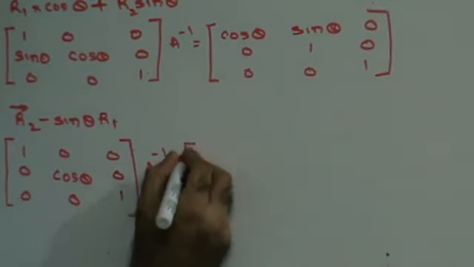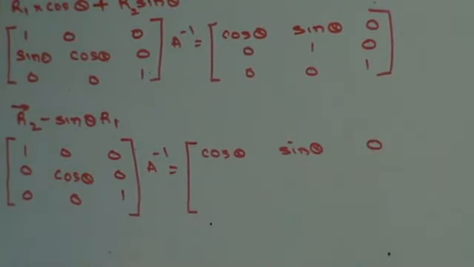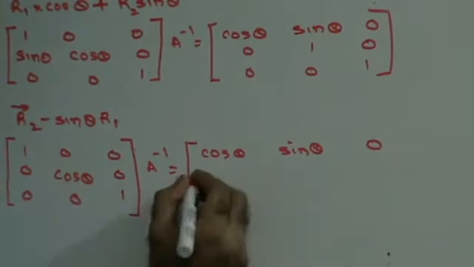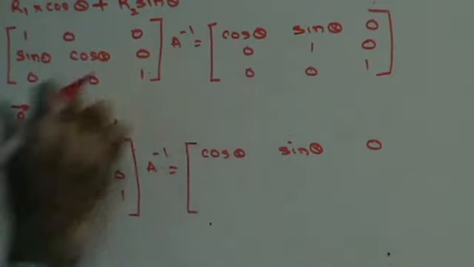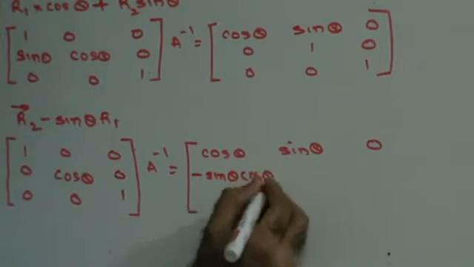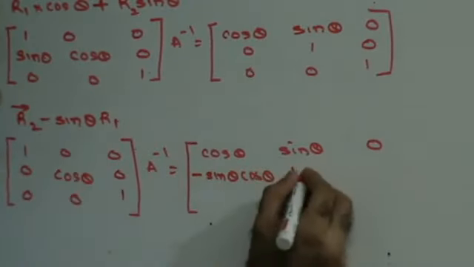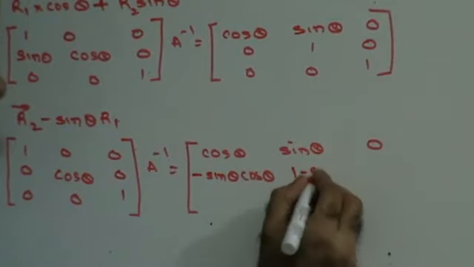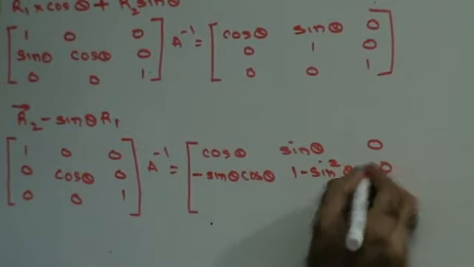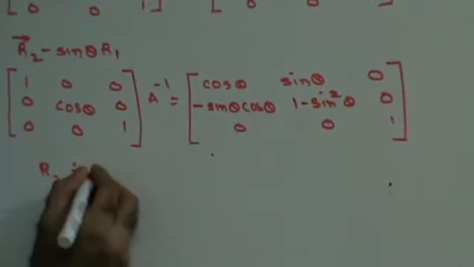Into A inverse is cos theta, sin theta, 0. Now this is going to be, for R2, 0 minus sin theta cos theta, so minus sin theta cos theta. Then this is going to be 1 minus sin square theta, and 0, 0, 0, 1. Now I want to make this number as 1, so I am going to divide R2 by cos theta.